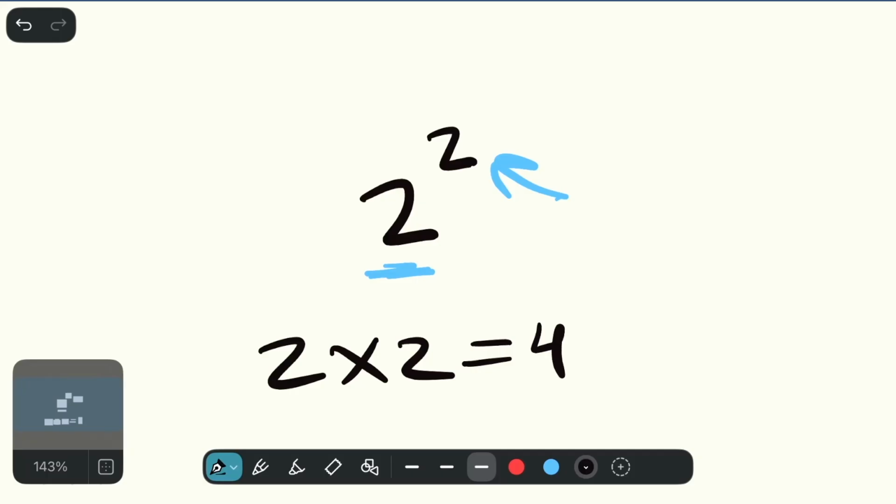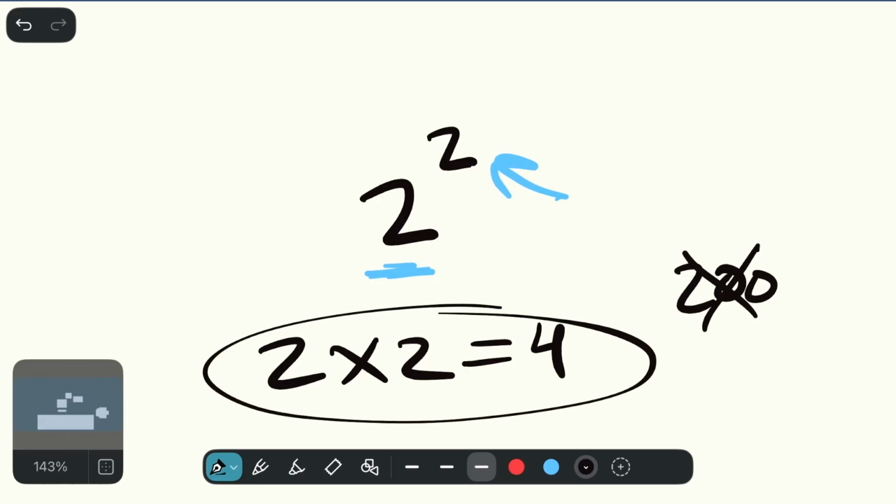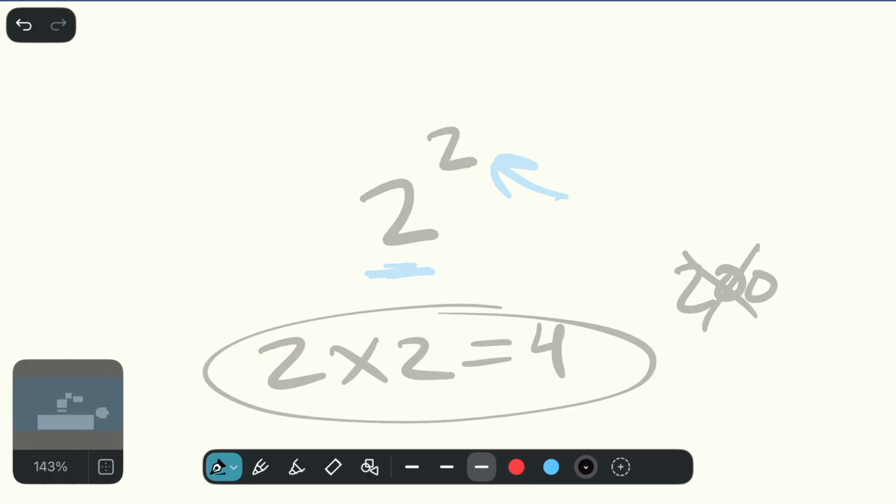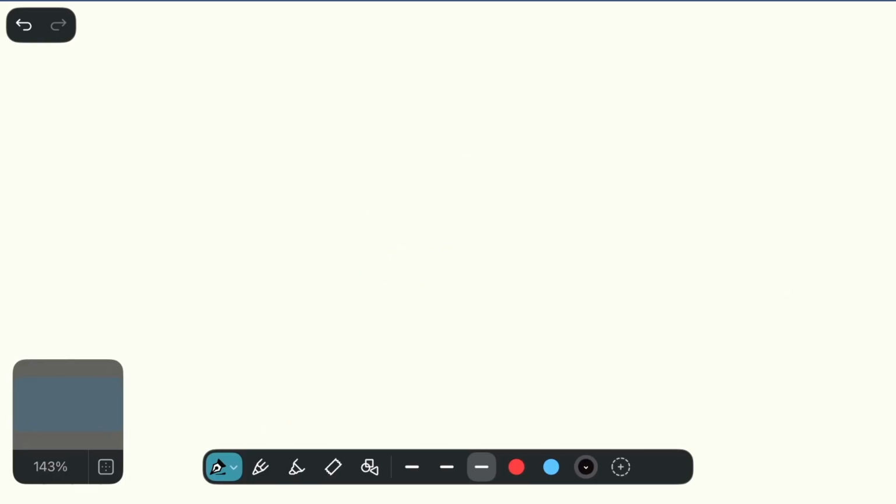But did you notice something? The answer isn't 20. We don't just put a 0 in there. It's not 2 with 2 zeros in there. Not at all, because we're not adding zeros. We're actually multiplying these numbers together. And that's how exponents work. So that rule applies for all exponents. You're going to multiply the main number, the base number, by itself however many times the exponent tells you to.